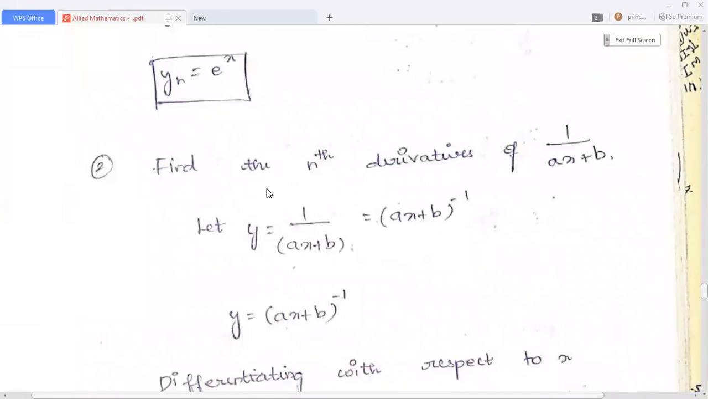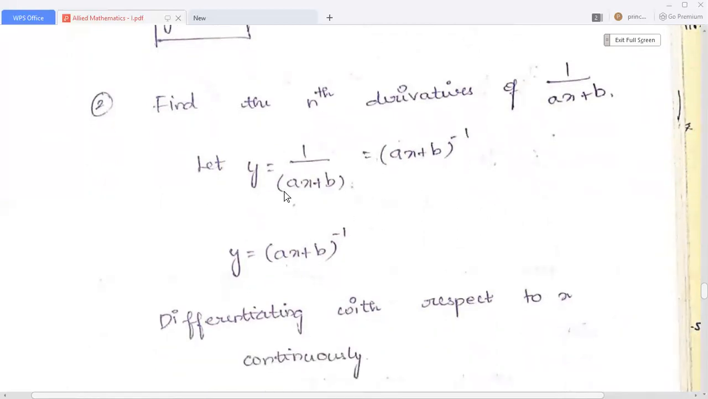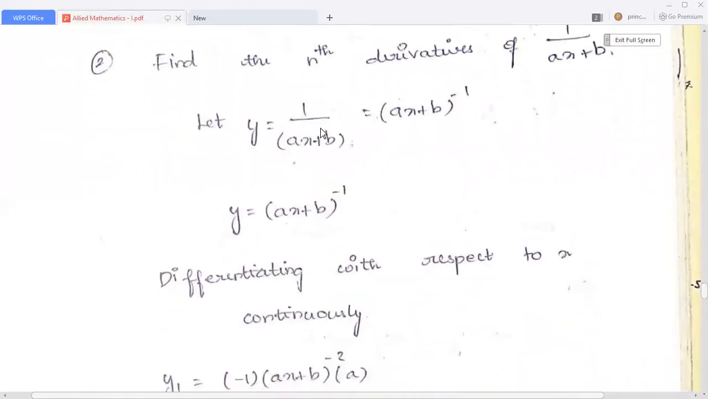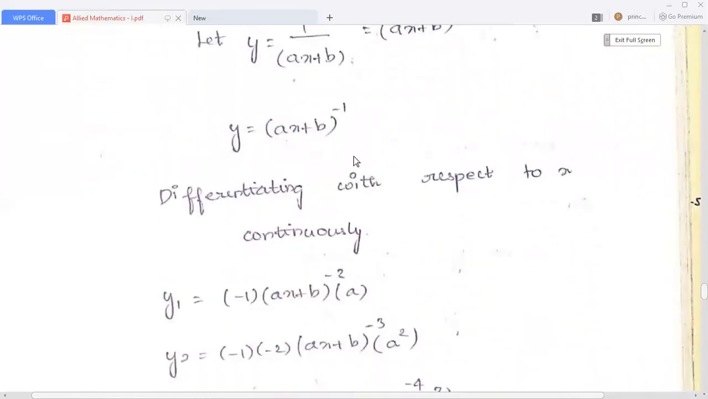The next one, the nth derivative of 1 by ax plus b. So first we take this expression as y. So y equal to 1 by ax plus b. That is equal to ax plus b whole power minus 1. This is a convenient form for finding differentiation, continuous differentiation with respect to x. Now we are going to differentiate this expression continuously with respect to x.